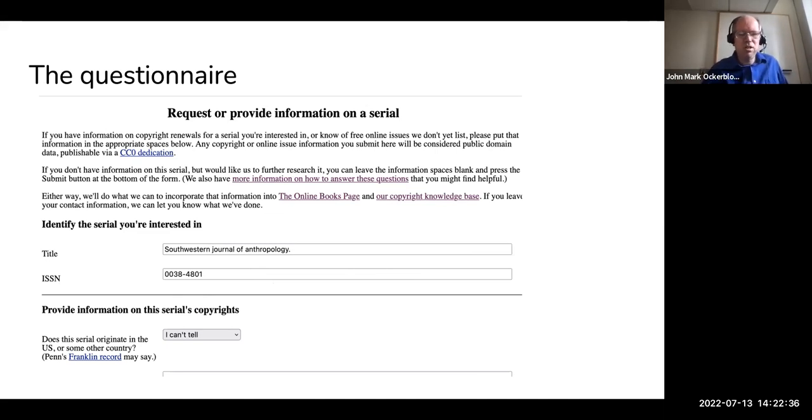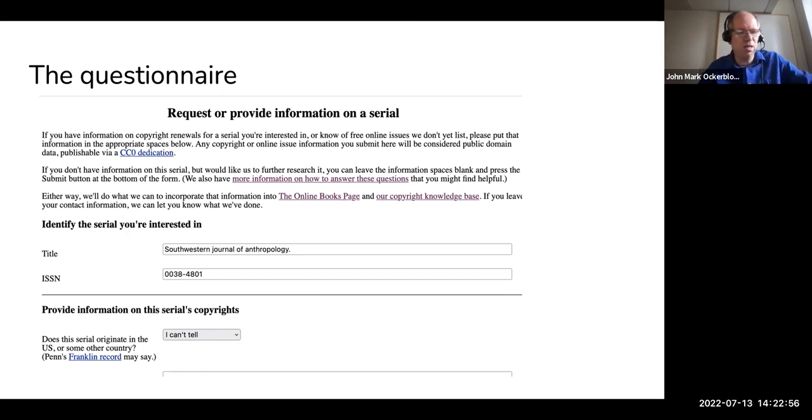This is the start of the questionnaire to be shown. Some of it has already been auto-filled by the thing, the title and the ISSN. And then there'll be a short questionnaire that asks some basic questions that are both relevant to the copyright and also something that people can easily, well, not easily, but answer without too much difficulty, such as, is the serial from the US or from somewhere else?